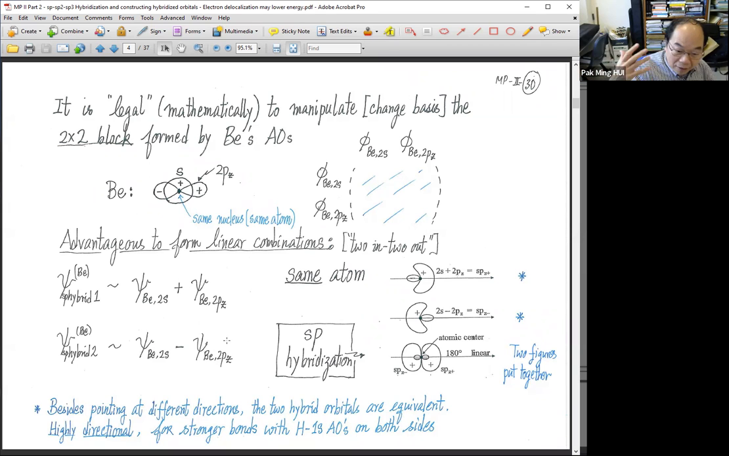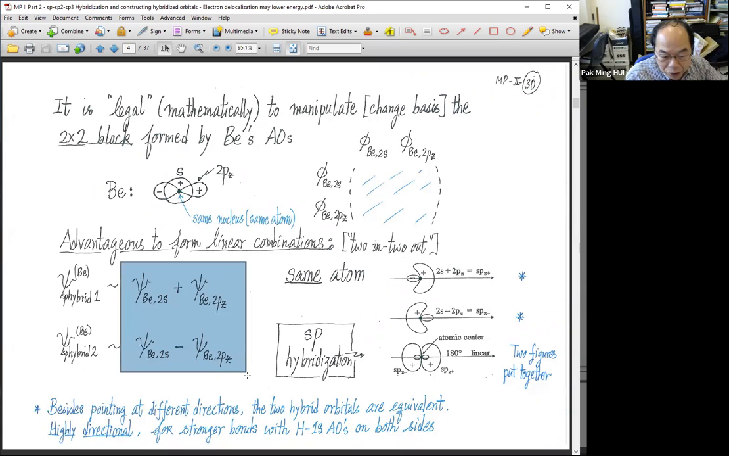Okay, so now we already saw the essence of hybridization. By forming these 2 linear combinations, we introduce a new name. We form 2 hybridized orbitals. They are sp hybridized because I'm using 1s and 1p. They are beryllium business, having nothing to do with the hydrogen yet, okay?